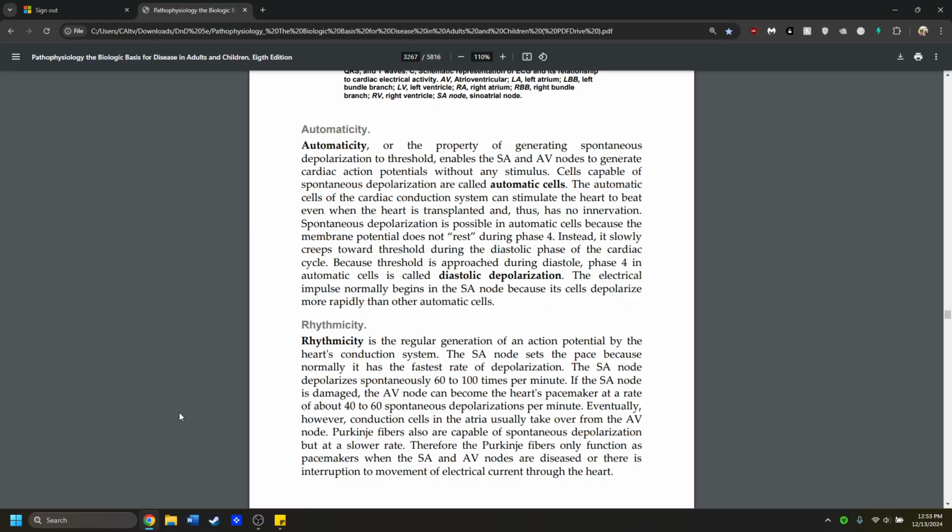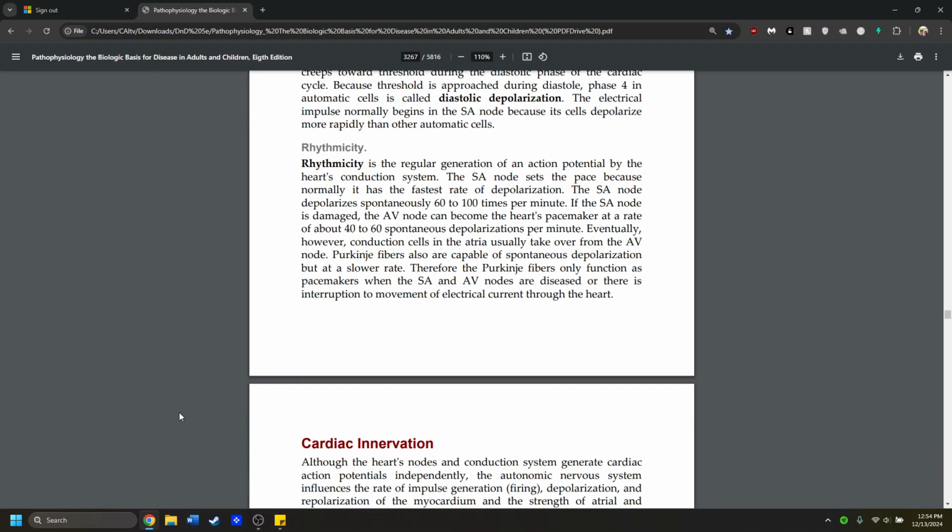Eventually, however, conduction cells in the atria usually take over from the AV node. Purkinje fibers also are capable of spontaneous depolarization, but at a slower rate. Therefore, the Purkinje fibers only function as pacemakers when the SA and AV nodes are diseased, or there is interruption to movement of electrical current through the heart.